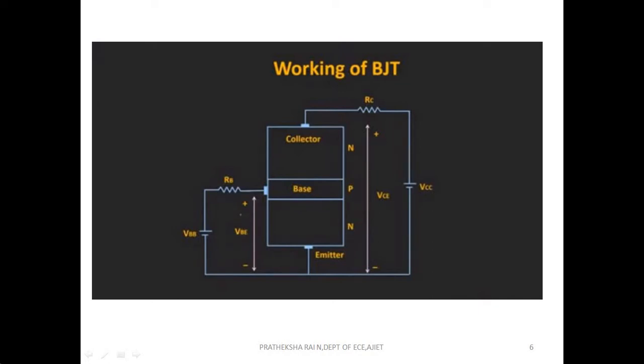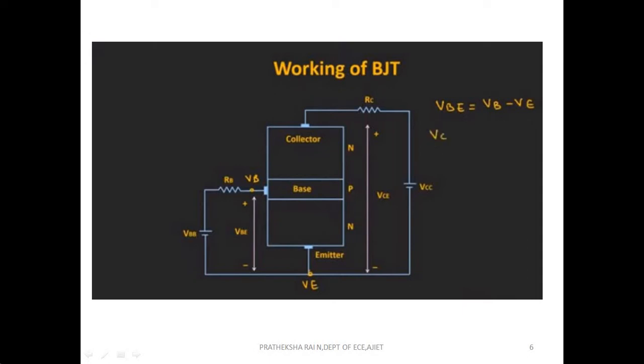And this voltage VBE defines the difference between the voltage at the base and the emitter terminal. So if the voltage at the base terminal is, let's say, VB and the voltage at the emitter terminal is VE, then the voltage VBE can be defined as voltage VB minus VE. And here this voltage VB and VE are measured with respect to the ground terminal.